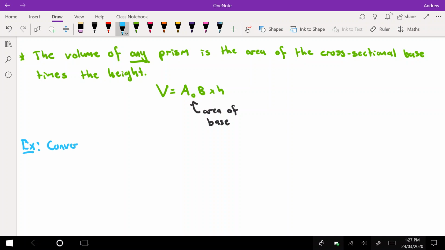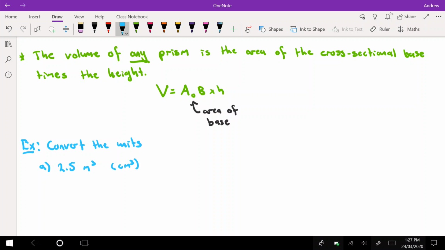So we're just going to do a couple converting examples, and then a couple of volume examples, and then get into some questions. So we want to do 2.5 meters cubed, and I want to convert that to centimeters cubed.